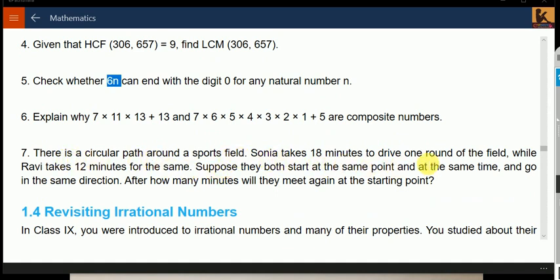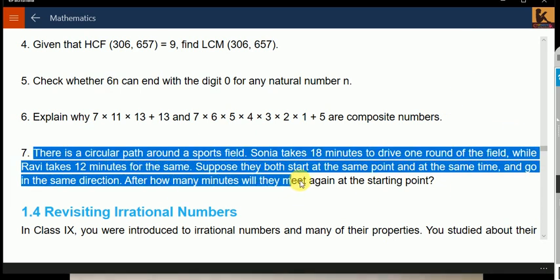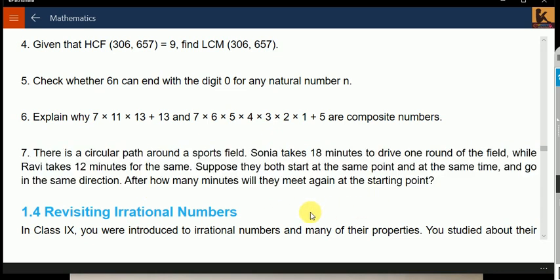Sonia takes 18 minutes to drive one round of the field, while Ravi takes 12 minutes for the same. Suppose they both start at the same point and at the same time and go in the same direction. After how many minutes will they meet again at the starting point? How can you find the answer?